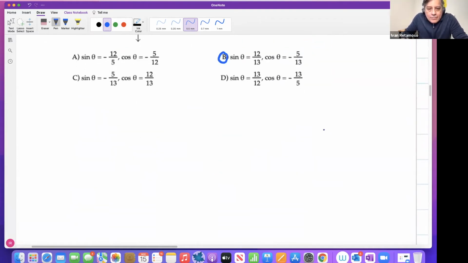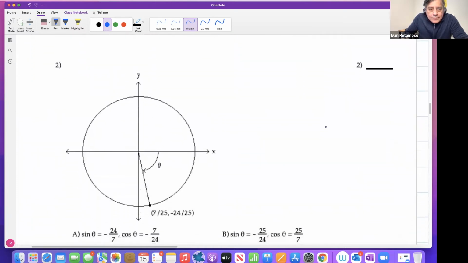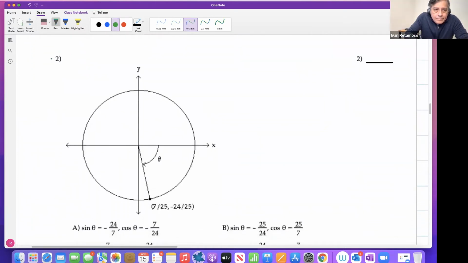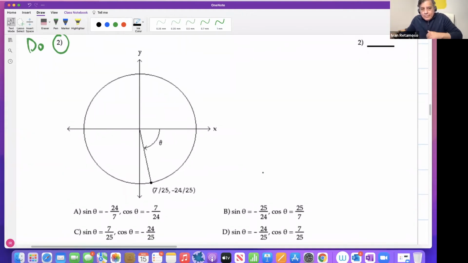Can you try to do in the same way this one, number two? The hint, remember, first coordinate is cosine, second coordinate is sine, right? Which one do you think should be the answer for this problem?